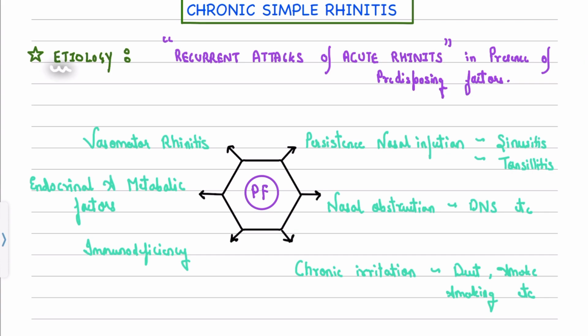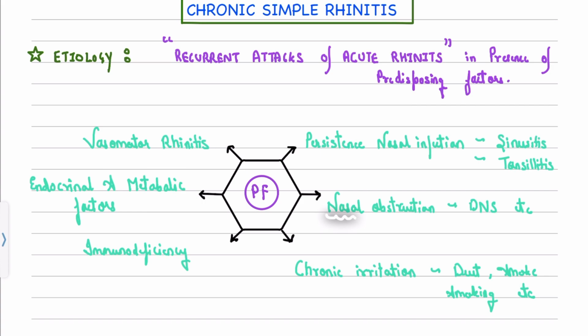What causes chronic simple rhinitis is recurrent attacks of acute rhinitis. So it is basically an acute rhinitis which has not been treated for a very long time. There has to be some kind of predisposing factor leading to chronicity of the infection. The predisposing factors are: first of all, persistence of any sort of nasal infection. For example, long-term sinusitis or long-term untreated tonsillitis will lead to chronic simple rhinitis.